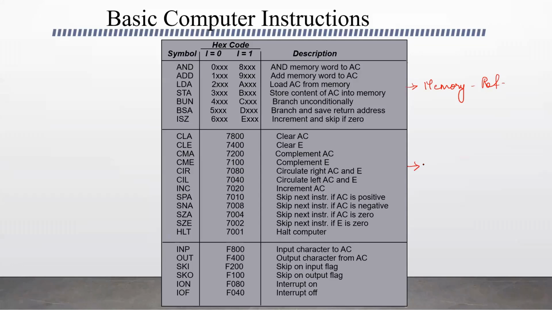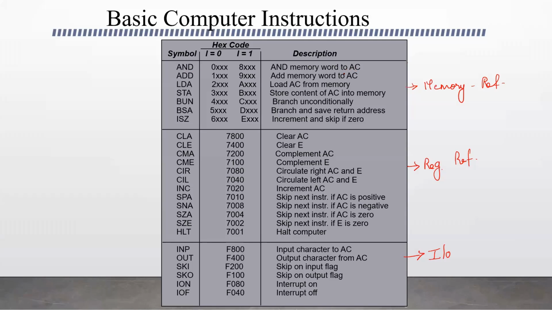And this set of instructions are register reference instructions. And this set of instructions are IO instructions. And these are all the instructions that are performed on the data in the memory. If you see, AND memory word to the content of the accumulator.